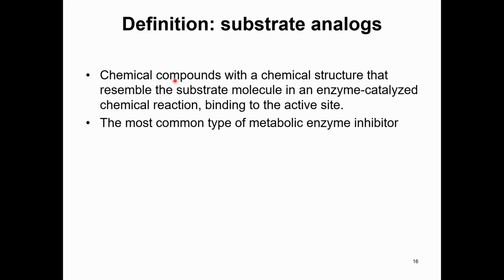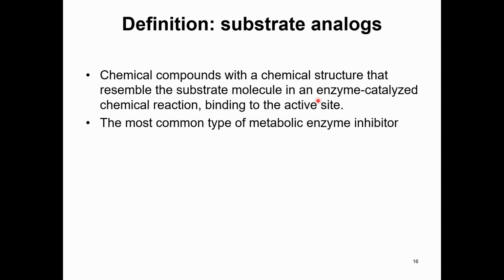And so basically, substrate analogs are chemical compounds that have a chemical structure that resembles the substrate. It almost looks like a mimic. And it can associate with the enzyme at the active site typically. It binds to the active site, but it's an analog, and typically it cannot be metabolized. It cannot undergo a reaction.